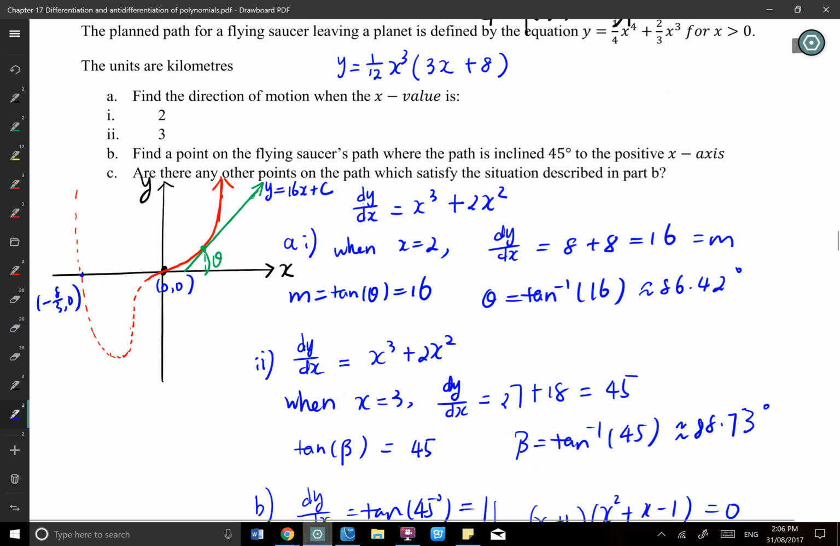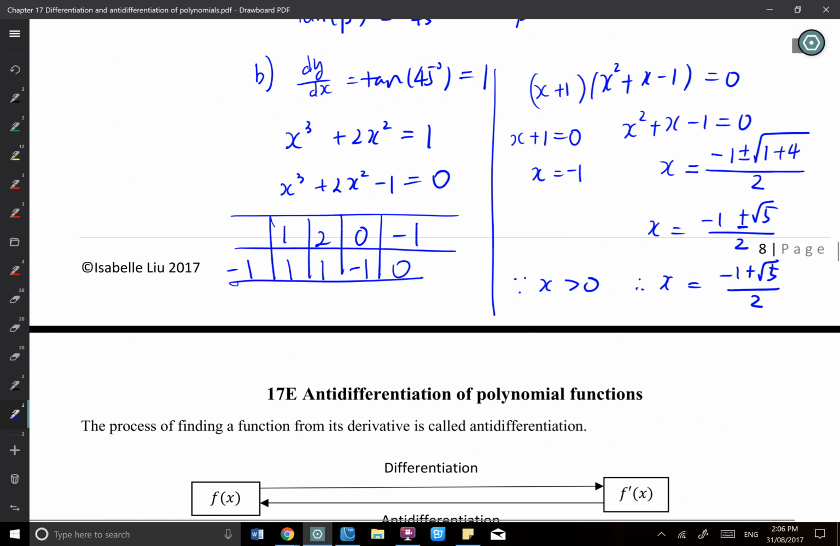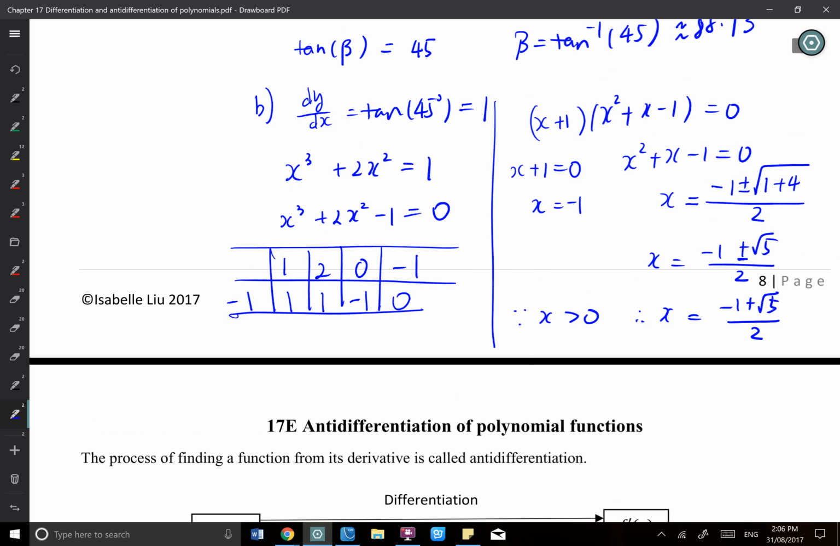Okay, part C asks, are there any other points on the path which satisfy the situation described in part B? No, because there are 3 values, but 2 of them are negative, so only 1 is satisfied. And the motion keeps going up. You won't go back to 45 degrees again. At very low x you have a gradient of 45, and then it keeps increasing and you're going up that way. So the answer to C is no.